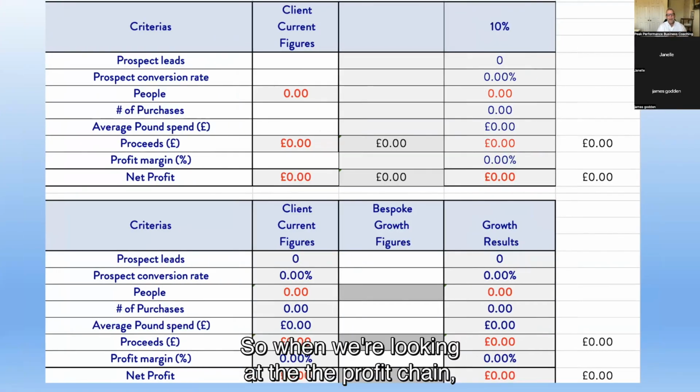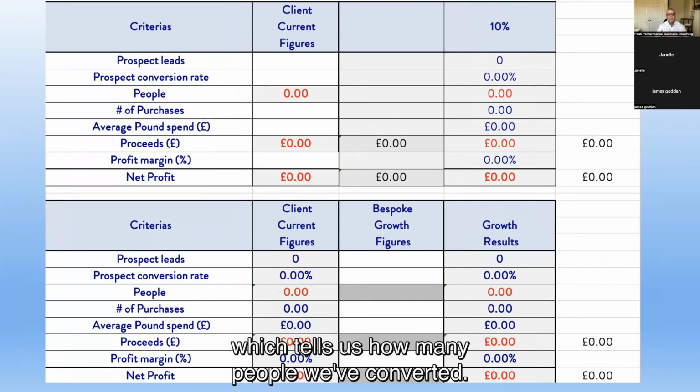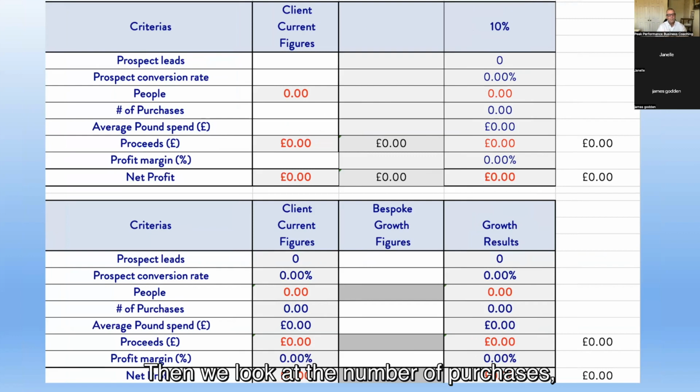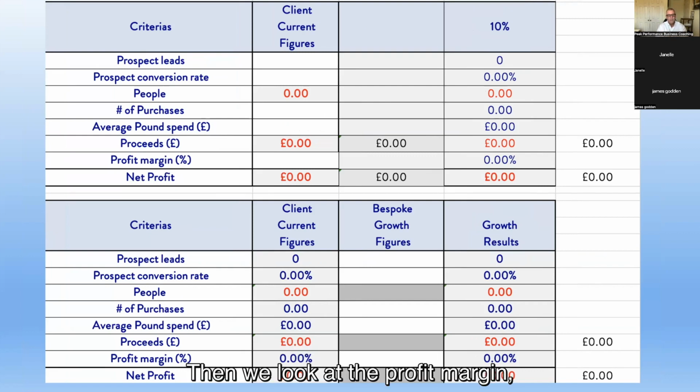So when we're looking at the profit chain, we've got prospect leads, we've got prospect conversion rate, which tells us how many people we've converted. Then we look at the number of purchases, the average pound spend, which gives us our proceeds or our revenue. Then we look at the profit margin, which allows us to know our net profit.